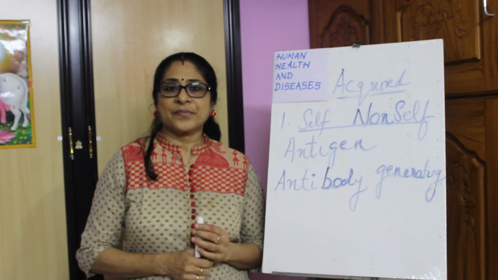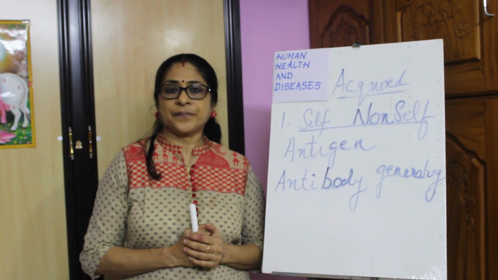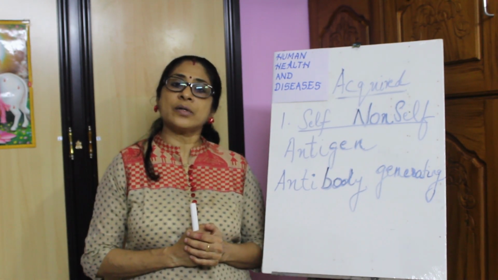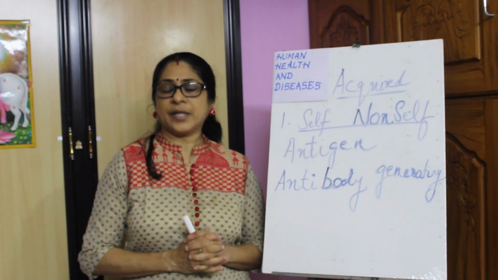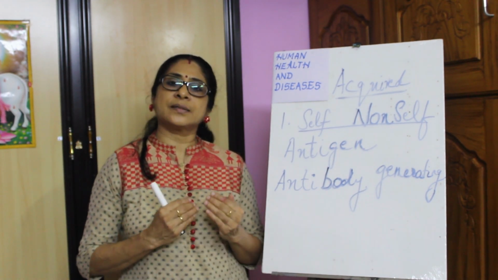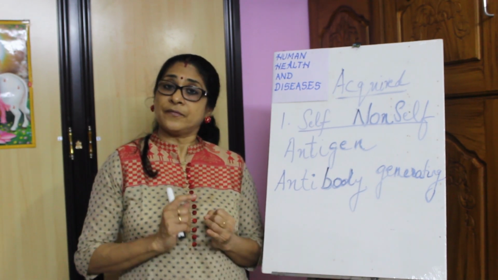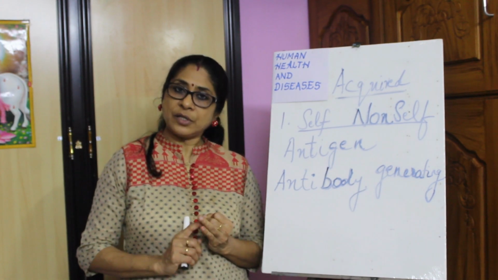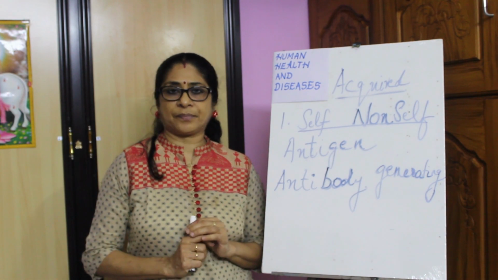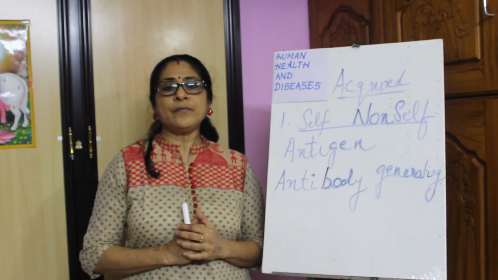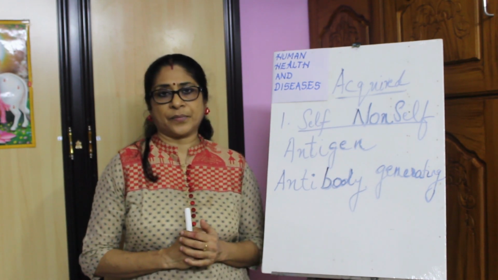Hi young children, in the previous class we discussed innate or inborn immunity, where four barriers operate in order to provide us this particular immunity. And the barriers were the physical, the physiological, the cellular and the cytokine barrier. Today we will be studying about acquired immunity.